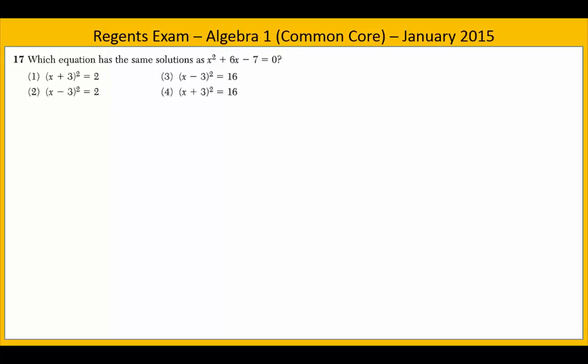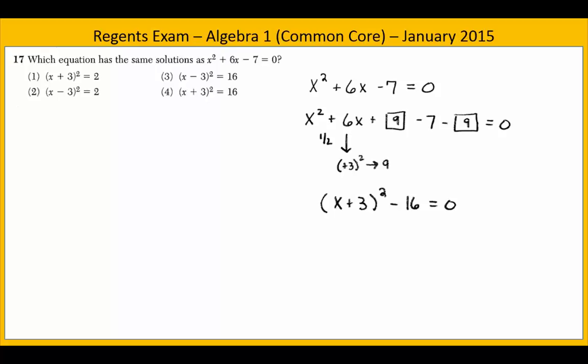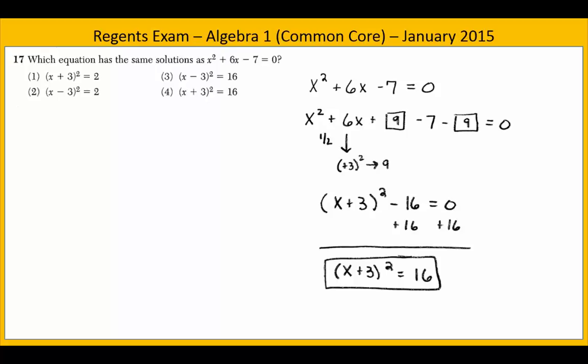In exercise 17, we're given the equation x squared plus 6x minus 7 equals 0. Which choice has the same solutions? There are several ways you could do this, and we'll take a look at a couple of them. The first is to take the given equation and try to make it look like the ones in the choices. It looks like those equations are in vertex form, and so I can use the process of completing the square in order to do that. I have x plus 3 squared minus 16 equals 0. Add 16 to both sides so it matches the choices, and I notice that choice 4 is the one that matches. Because these are equivalent equations, they must have the same solutions.